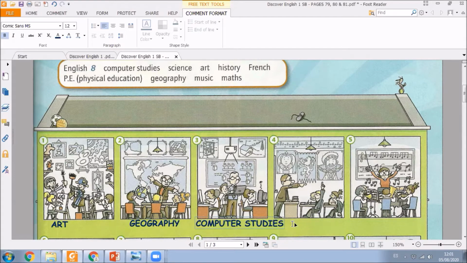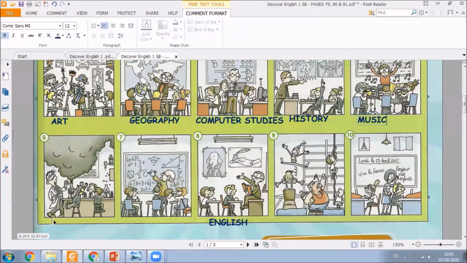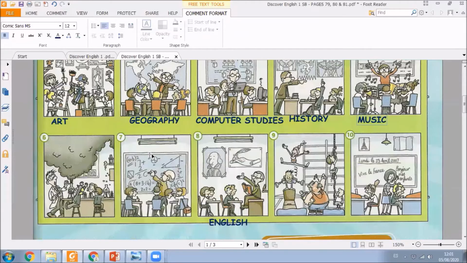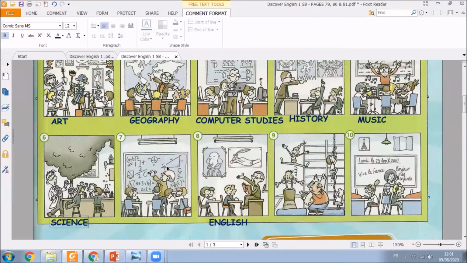Excellent. Number four, look at the wall. What is the subject? Very good, it's history. Number five, this is very easy. Excellent, it's music. Very good. Now, let's look at number six. What is the subject? Very good, it's science. Excellent. Number seven. I can see numbers. So the subject is, very good, maths.